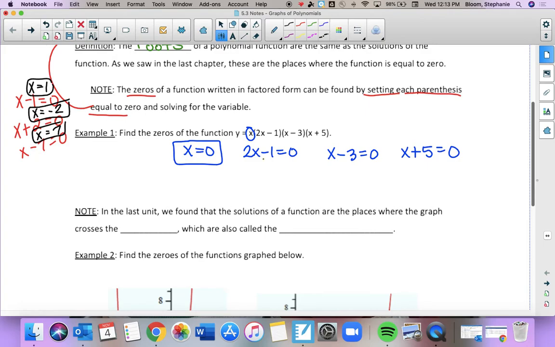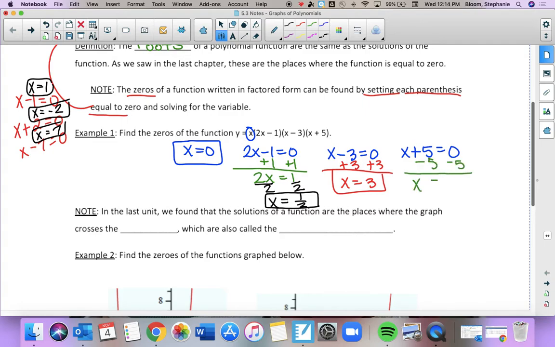Let's solve this one. I would add 1 to both sides. So 2x equals 1. And then I would divide by 2. So what's my other answer for x going to be? What would this one be? 1/2. Okay. And then over here, I would add 3. So x would equal 3. And then lastly, subtract 5. So x would equal negative 5.